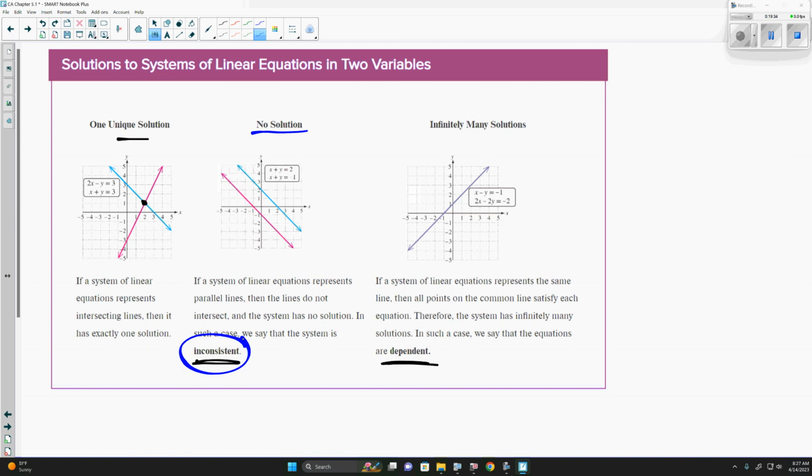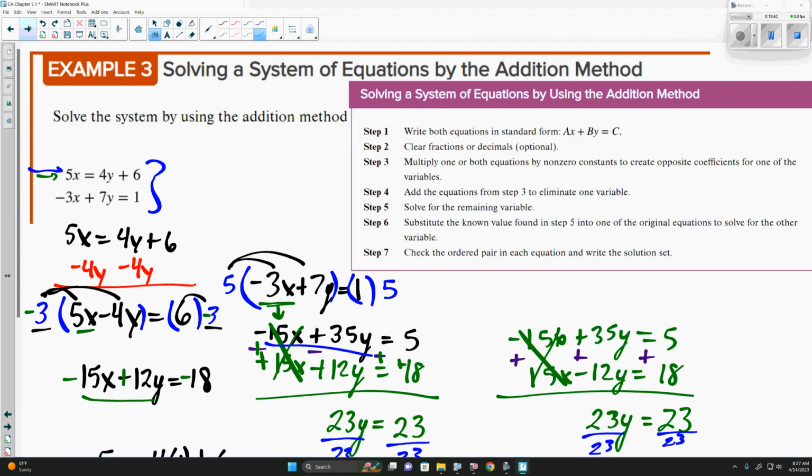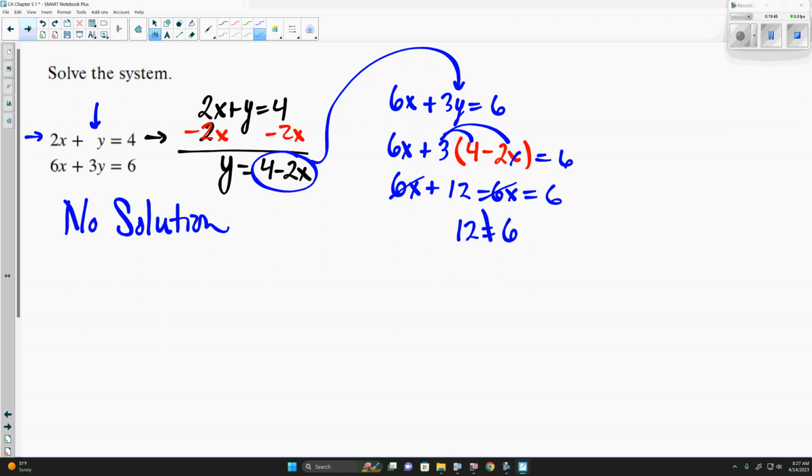Because I think the only thing that's really new is inconsistent and dependent. Those are really the only two things we're adding. So this here is no solution and inconsistent. And they will ask for that on the homework, inconsistent, dependent.